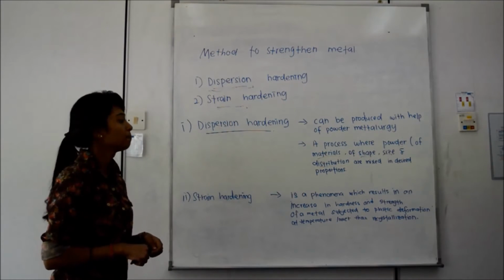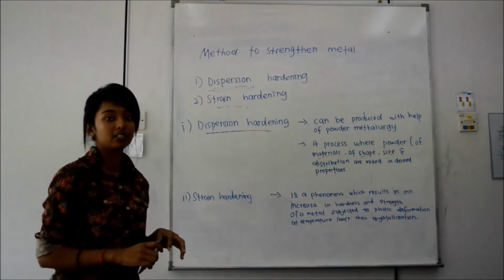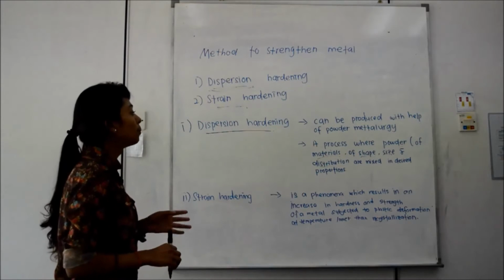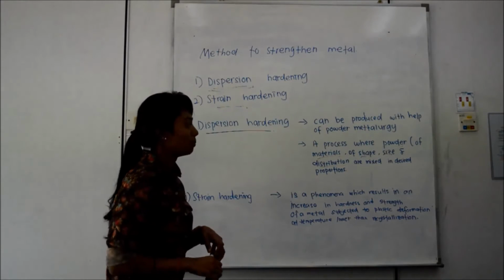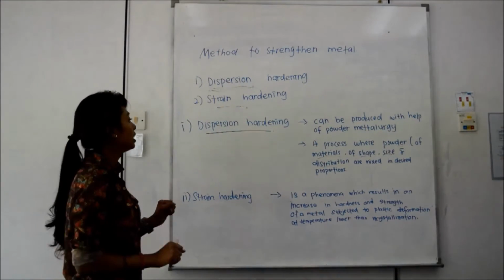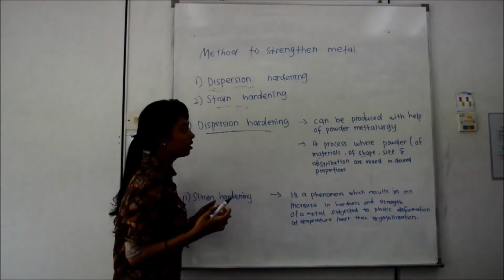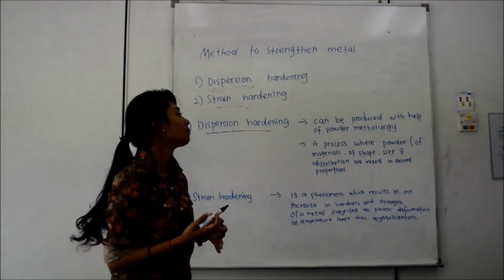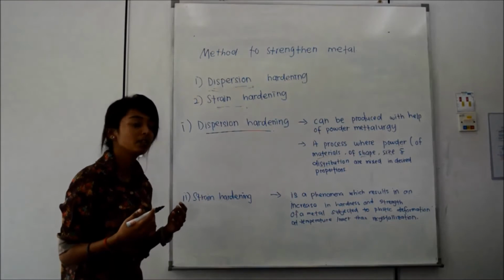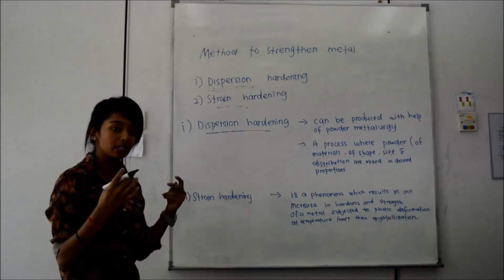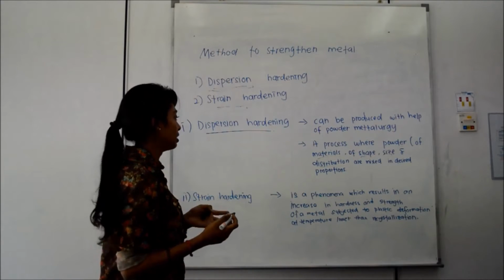In dispersion hardening, the outline is that it can be produced with the help of powder metallurgy, while the full definition is a process where powder of material, shape, size, and distribution are mixed in desired proportion. Here, what we can know is, in dispersion hardening, a powder of material, shape, size, distribution are mixed in desired proportion, we can call it ratio or in certain measurement, so that hardening can occur in the method.